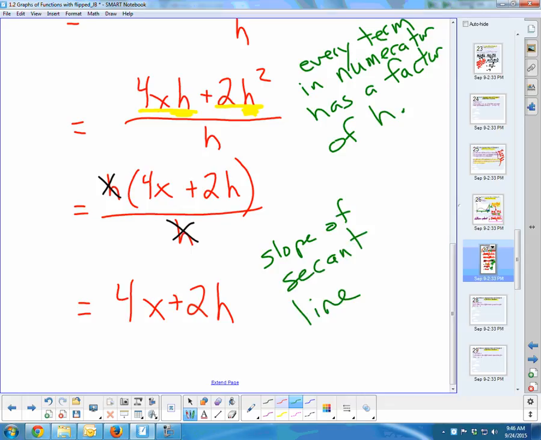But instead of it being the slope of the secant line for any two specific points, it's the formula for the slope of the secant line across the entire function. It's something we can use going across the entire function. So it's still a slope, but the answer isn't a number. It's a formula. And that's okay because we've done the general case as opposed to the specific case.